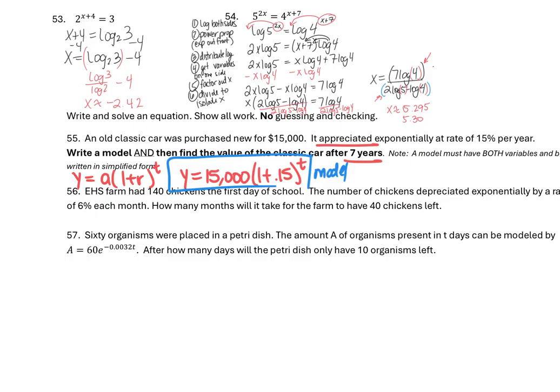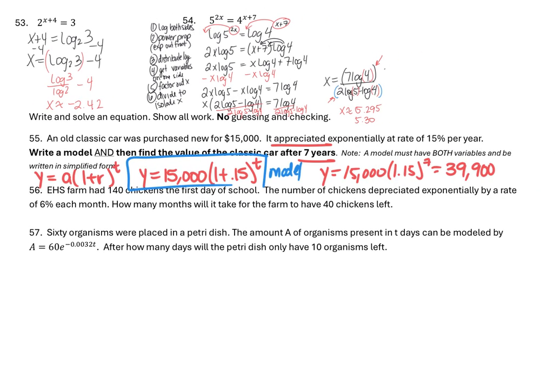Then I'm going to plug in 7. y equals 15,000 times 1.15 to the 7th power. And plug it in the calculator. And I get 39,900.30. It's 298, which rounds to 30.